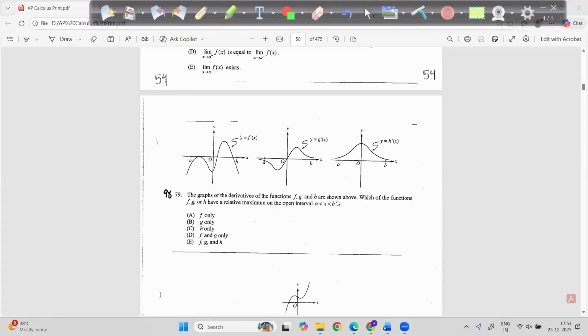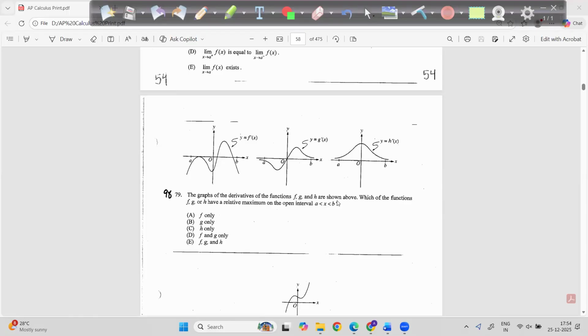They gave f dash, g dash, and h dash, not f, g, h. Which of the following functions have a relative maxima on the open interval a to b? Sir, I think only F, only option A. Yeah, think and tell me. Lokesh, we are not in a hurry. We have 2 minutes. Utilize the 2 minutes of time per question. Which of the following functions have a relative maxima on the given interval? Sir, F only.